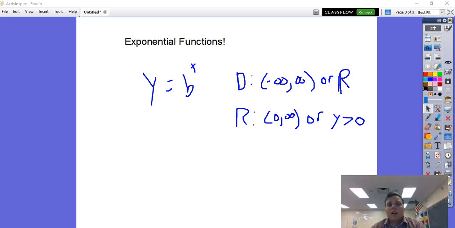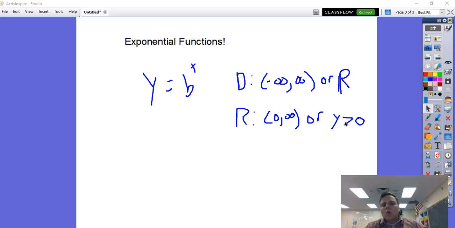Hey guys, we're going to talk about exponential functions, which we started yesterday. What we're going to talk about today is very simple. It's the transformations of an exponential function, as well as the domain and range. So yesterday you saw that the domain, regardless of your base, is negative infinity to positive infinity, or you could write this funky R representing all real numbers. And the range, regardless of whether it was a growth base or a decay base, was 0 to infinity, or you could write y is greater than 0.